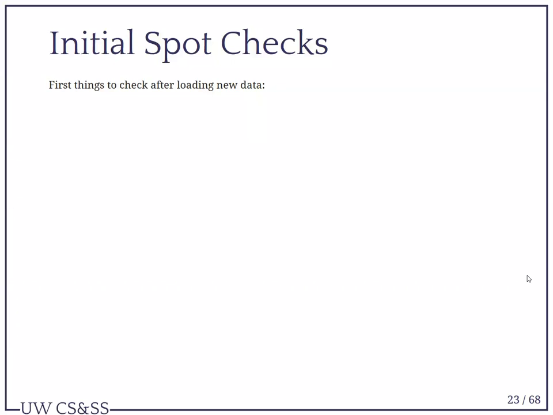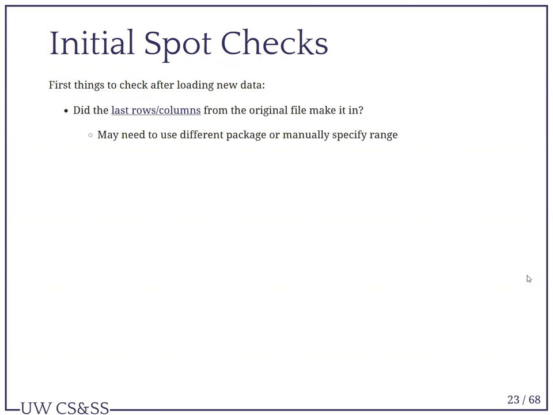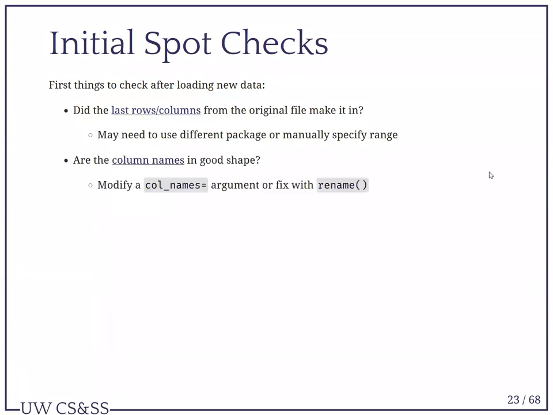So I'm going to describe some of my initial spot checks when it comes to loading new data. These are not necessarily best practice. This is just kind of my opinion. So the first thing I'd like to check is, did the last rows and columns of the original file make it in? You may need to use different packages or manually specify some sort of range because some of the last rows or some of the last columns didn't make it in, or made it in a goofy way, kind of like our billboard data. I've included here a couple of links to data that I think have some of these qualities.